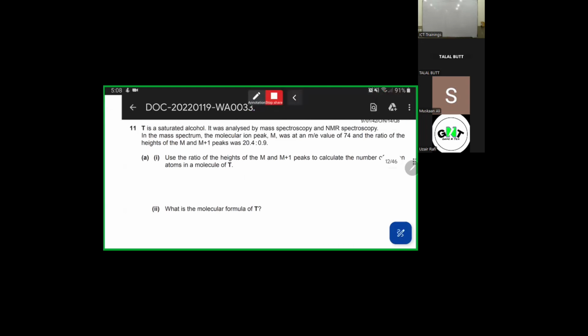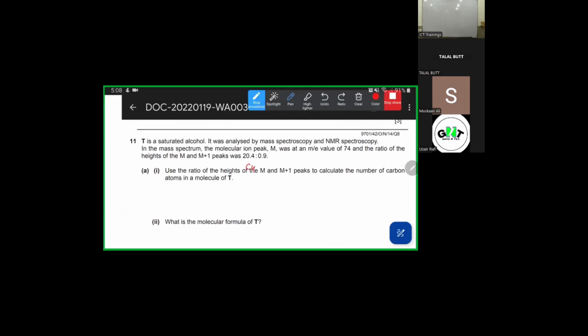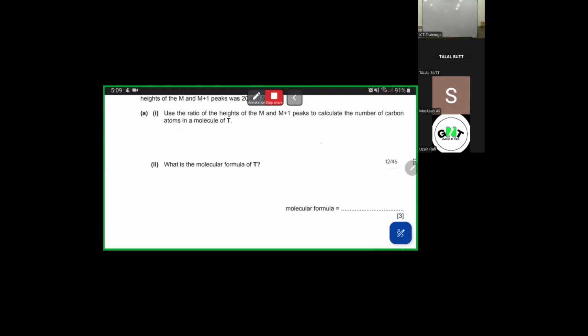This is the alcohol, so four carbon. Four carbon means C4H9OH. So find out the Mr of this one. Is it 74? Yes, sir. Okay, so C4H9OH, that is the formula.